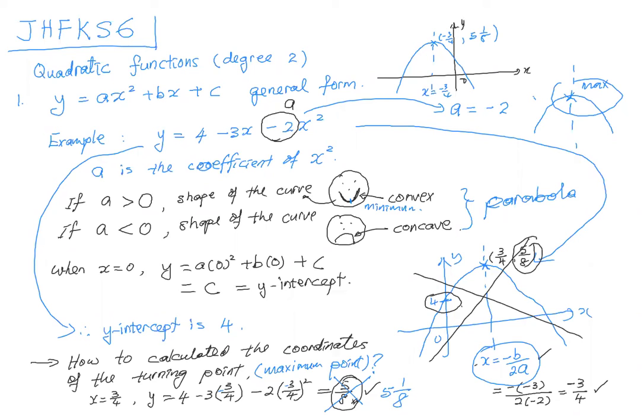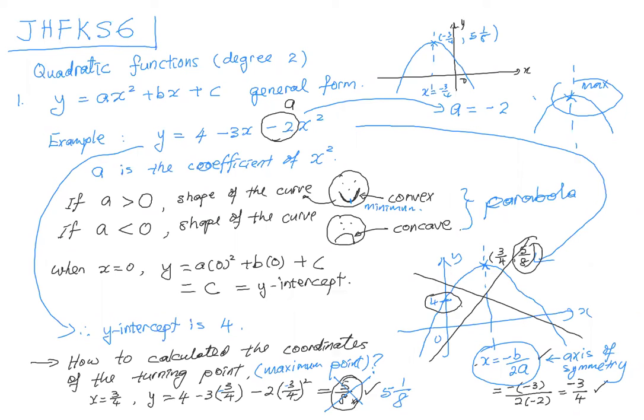So if I want to know the axis of symmetry from here, I have to follow this formula. That is also the x coordinate of the turning point. That is also the x coordinate of the turning point. Are you okay? So we have to know.